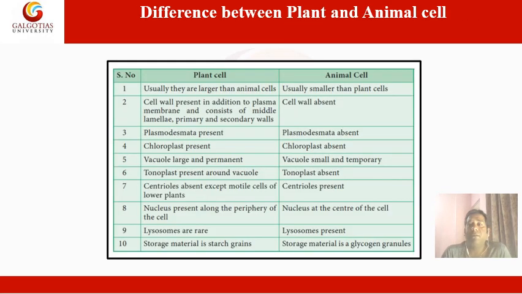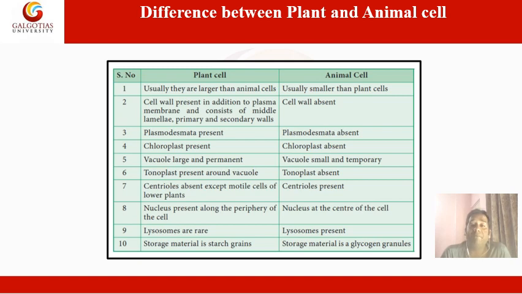Now the eukaryotic cell is further divided into two types. One is the plant cell and another is the animal cell. So what is the difference between plant cell and animal cell? Plant cells are generally larger than animal cells. Then, plant cells have a cell wall over their plasma membrane. However, animal cells lack the cell wall.